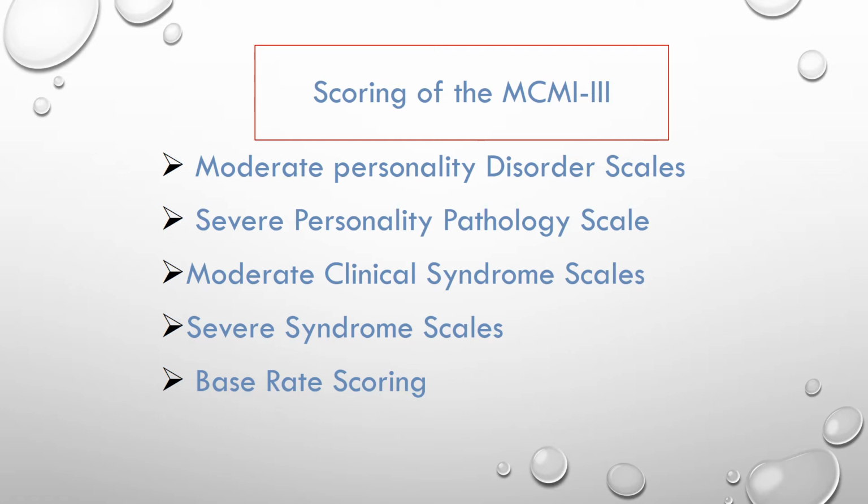The personality pathology scales consist of schizotypal, borderline, and paranoid. The moderate clinical syndrome scales consist of anxiety, somatoform, bipolar manic, dysthymia, alcohol dependency, drug dependency, and post-traumatic stress disorder. The severe syndrome scales consist of thought disorder, major depression, and delusional disorder.